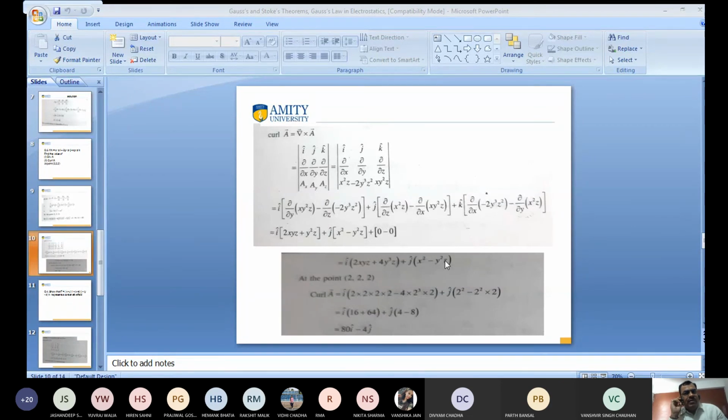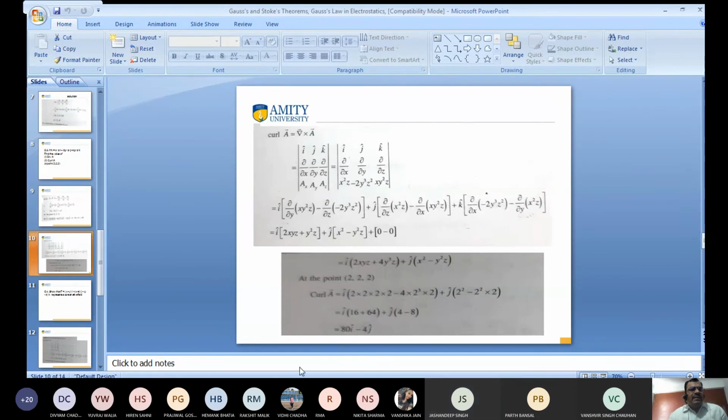Yes, sir. Okay, so the value is 80i minus 4j. Have you got this value, everyone? Once again, what is the answer? So 80i minus 4, is this correct? No sir, it was minus 48 earlier; there was a mistake in plus and minus. Okay, plus minus mistake, let me check. So what is the answer? Sir, 80i minus 4j. Okay, this is correct. Yes sir.